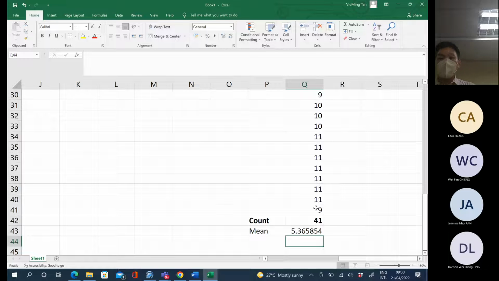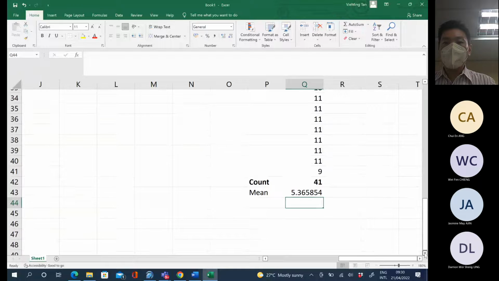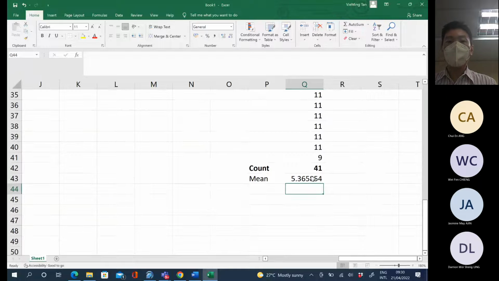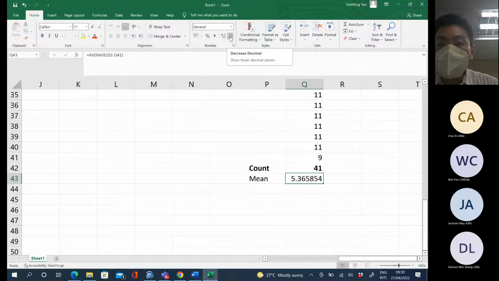5.37. Okay, you can round the answer to 2 decimal places. So how to do so? Okay, you can go back to the cell again. Then you go to the top of the Excel file. You choose this one, decrease the decimal. Just click on the icon until you manage to get a 2 decimal places number. Okay, mean value, average. Okay, next measure is mode, right? Mode.